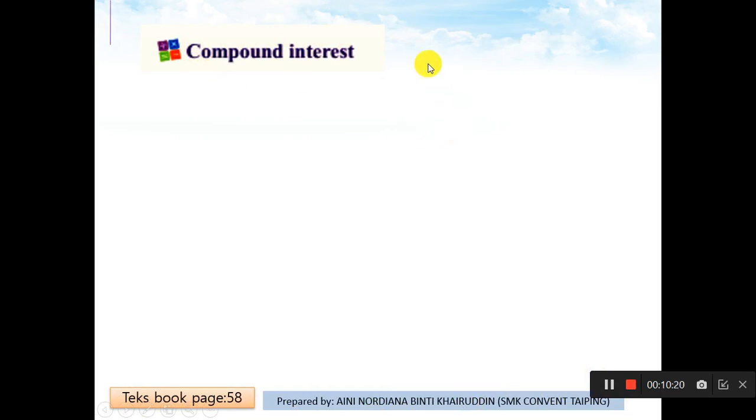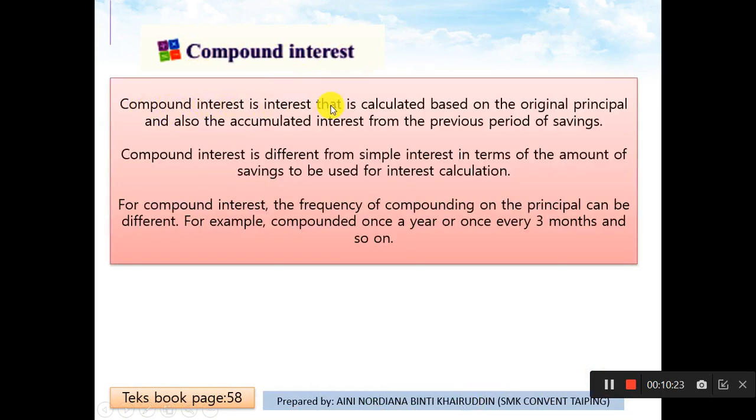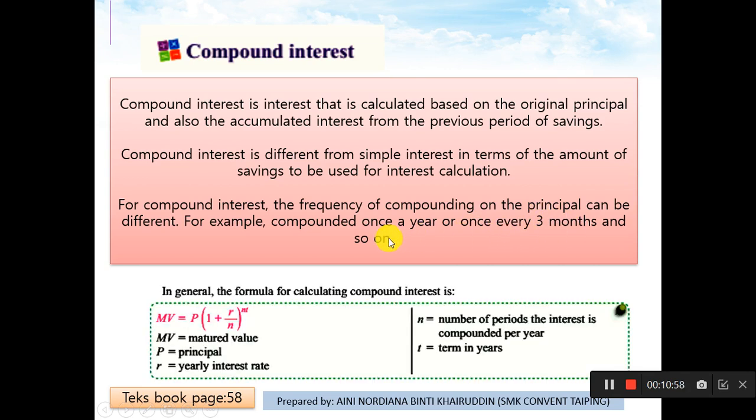Now, compound interest. Compound interest is the interest that is calculated based on the original principal and also the accumulated interest from the previous period of saving. Compound interest is different from simple interest in terms of the amount of saving to be used for interest calculation. For compound interest, the frequency of compounding on the principal can be different. For example, compounded once a year or once in 3 months and so on.